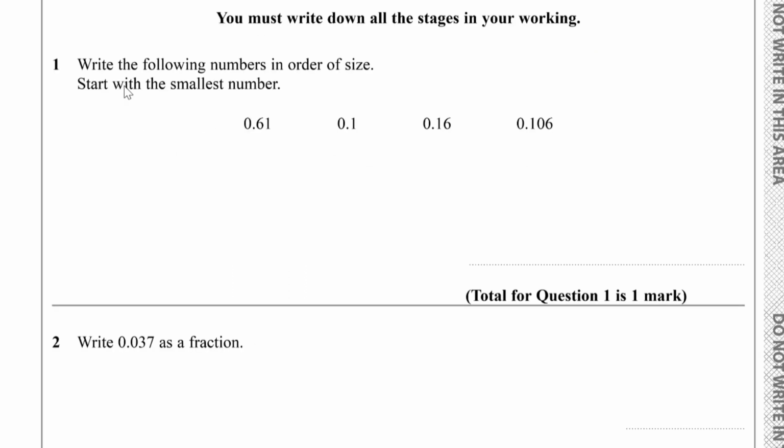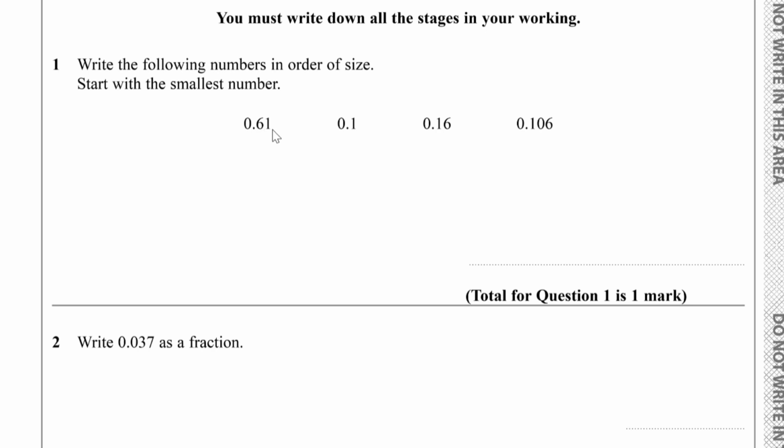Question number 1, we have to write the following numbers in order of size. Start with the smallest number first. Well, this is written to 2 decimal places, this is written to 1 decimal place, this is written to 2 decimal places, this is written to 3 decimal places. So what we can do is write each of these numbers to 3 decimal places by adding placeholders in.